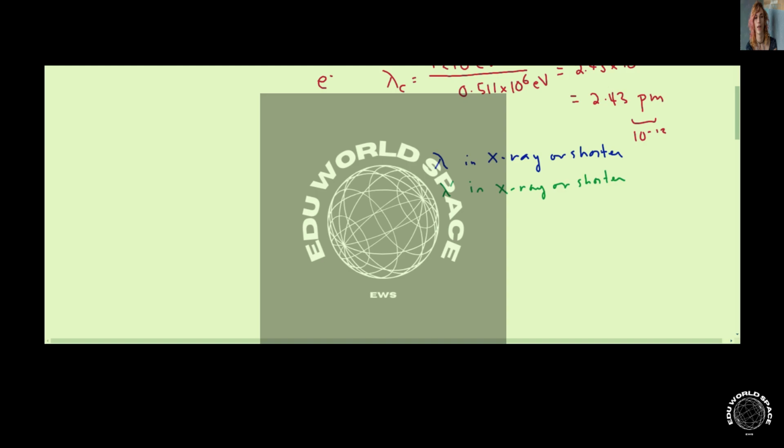So let's take a look at protons. Let's take a look at what the Compton scattering base wavelength would be if you were bouncing off of a free proton. So again, we just use the atomic units and put in the rest energy of a proton. And that comes out to be a very small amount, even in picometers.